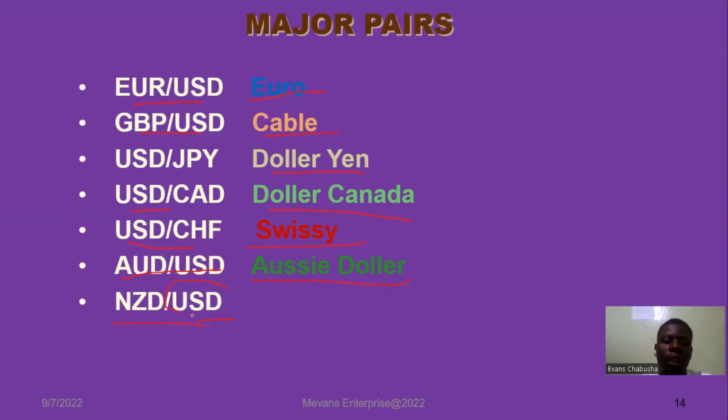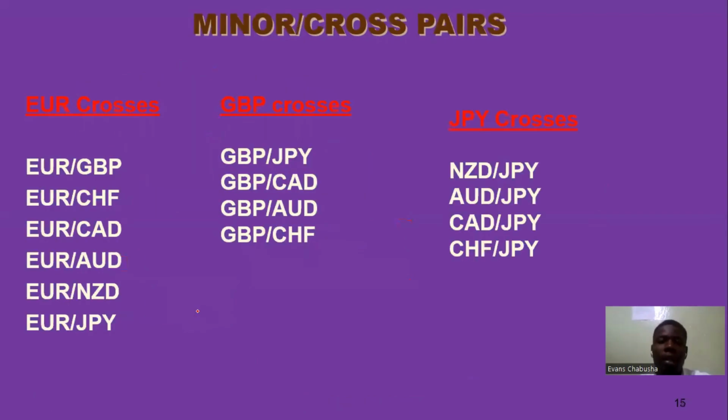So you can see the common thing in all these pairs is the USD. They all contain the USD. Remember, the US dollar is the reserve currency of the world. So they all have the US dollar in them under their code. Those are the major pairs.